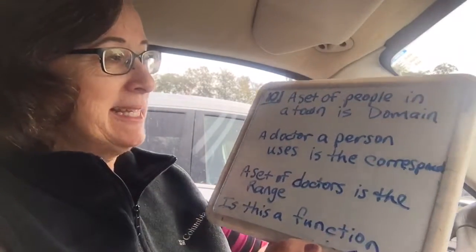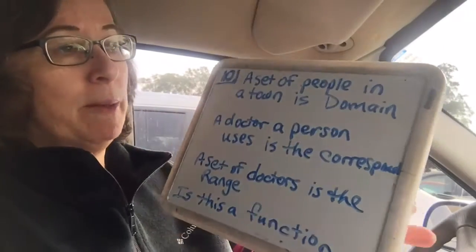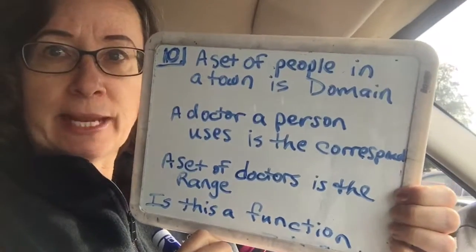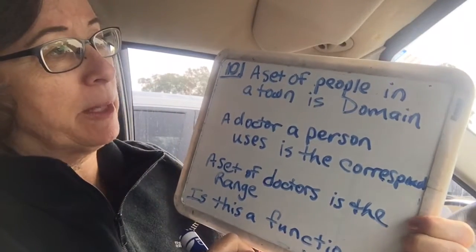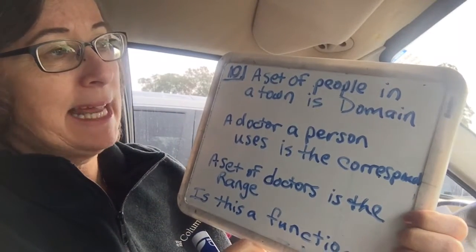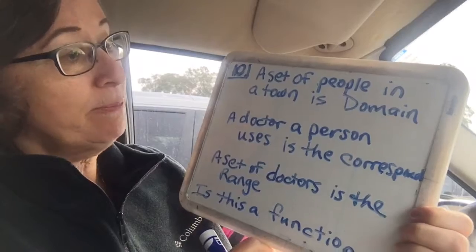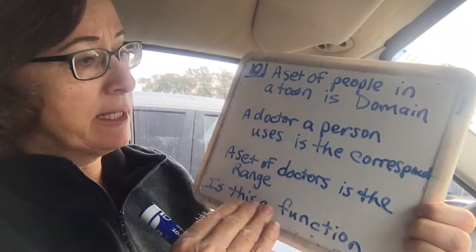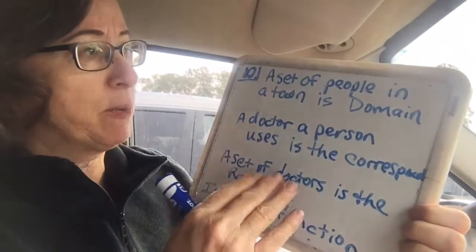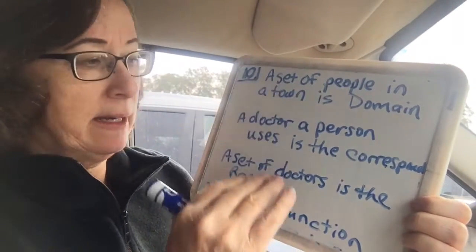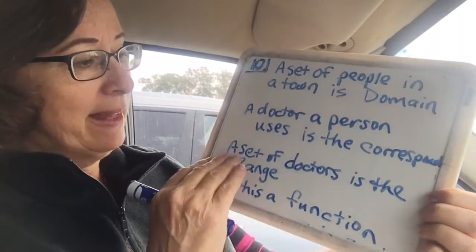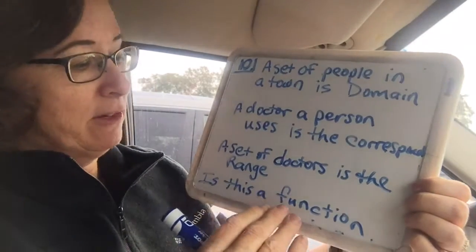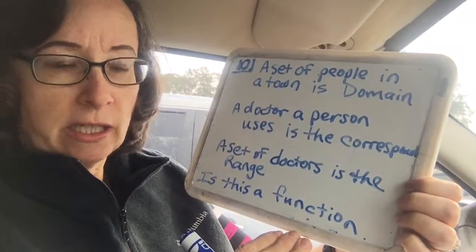So this is number 10 of 1.2. Our second video, and we're talking about domains here. So this is a problem I got out of the book. A set of people in a town is the domain. A doctor that any person uses is the correspondence between the domain and the range. Okay, and then a set of doctors is the range. And then they're saying, is this a function?